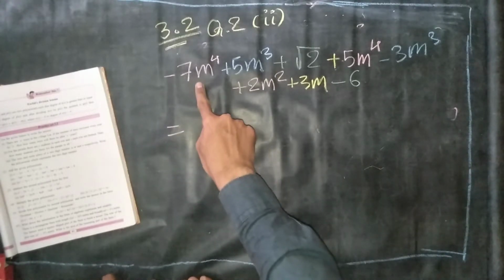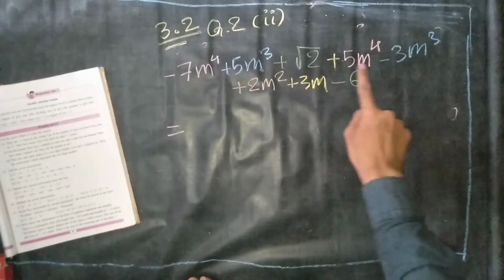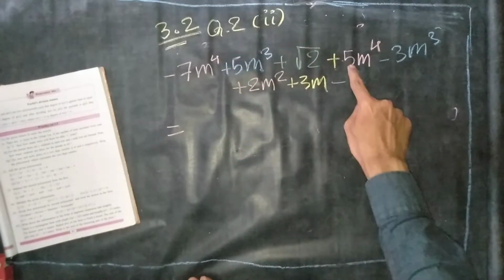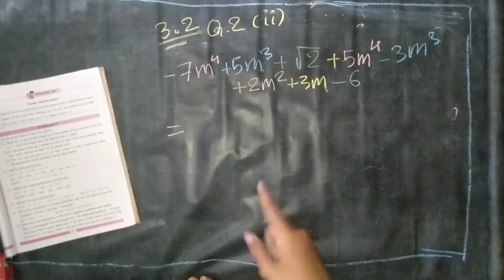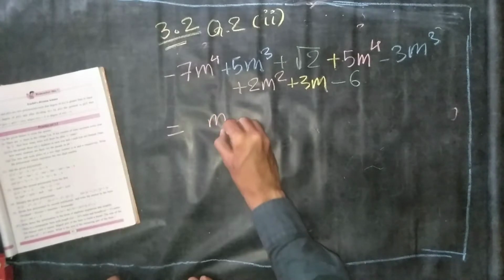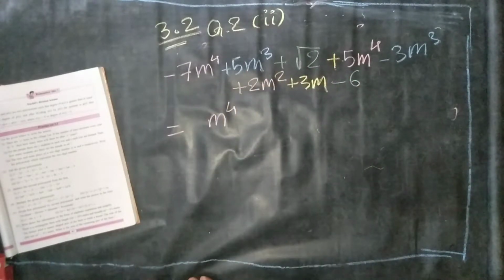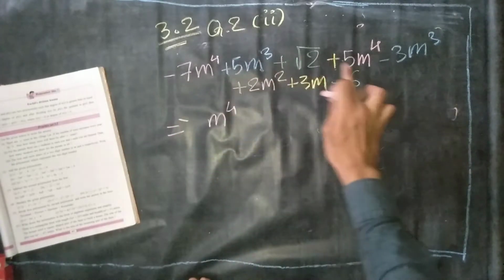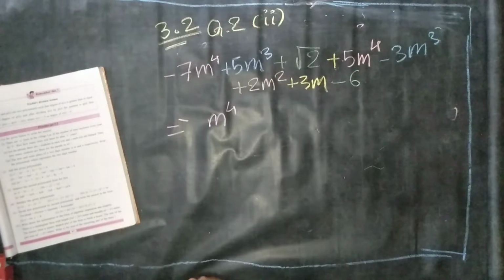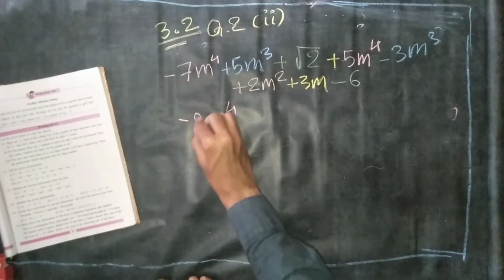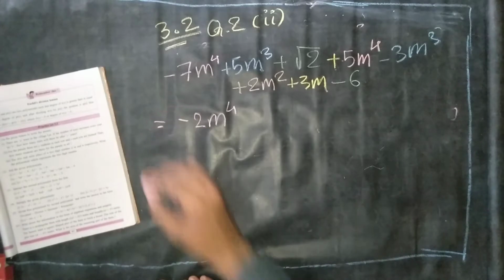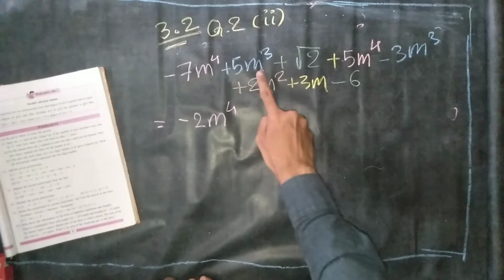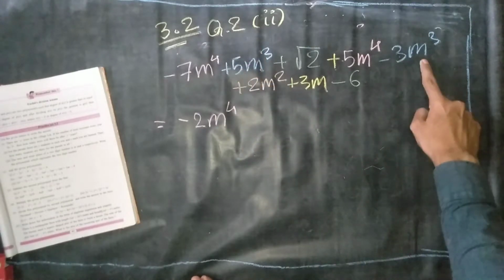I can add this term with whom? I can add this with this 5m raised to 4. There is minus 7m raised to 4 plus 5m raised to 4. How many m raised to 4 are there? There is plus and minus, so take the sign of the greater number. There is a minus sign, and if you subtract 7 and 5, you get 2, correct? So it is minus 2m raised to 4. Okay, let's go for the third power. Where is the third power over here? There is plus 5m raised to 3 and minus 3m raised to 3.